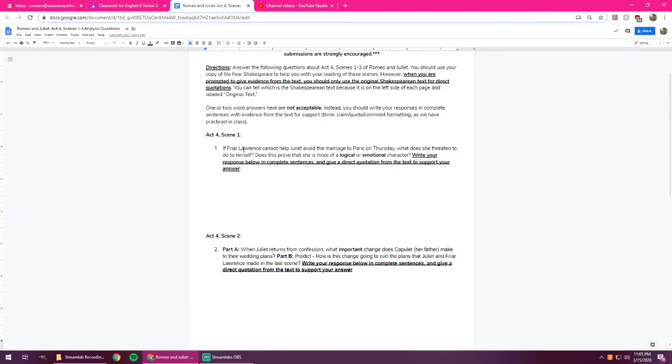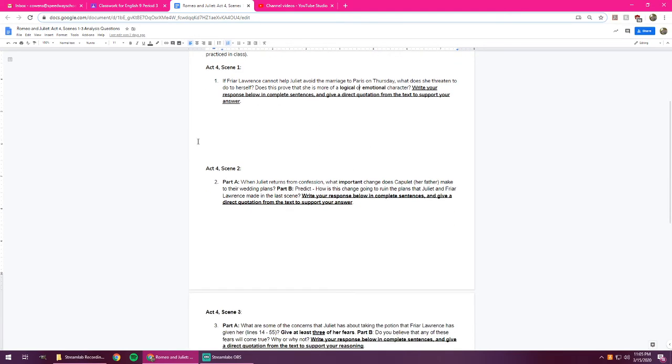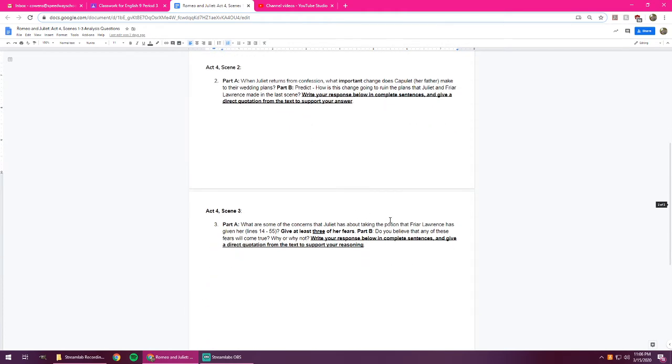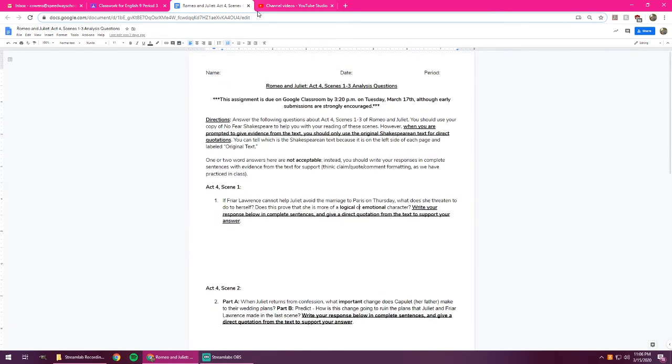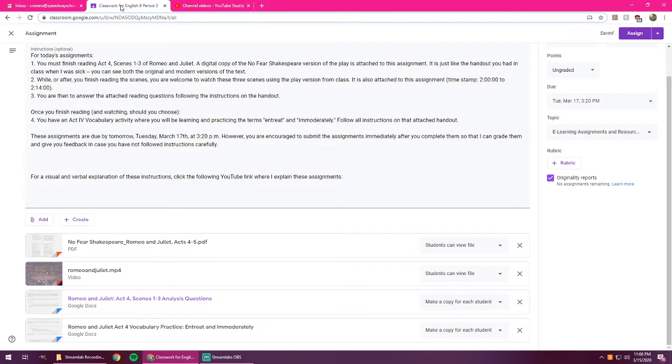So for Act 4, Scene 1, you've got a question about if Friar Lawrence cannot help Juliet avoid the marriage to Paris on Thursday, what does she threaten to do to herself? Does this prove that she is more of a logical or emotional character? And you're supposed to write your response in complete sentences, giving direct quotes from the text to support your answer. So that would be an example of one of the questions. You guys have one question for each of the first 3 scenes of Act 4. And that'll be due Tuesday at 3:20.